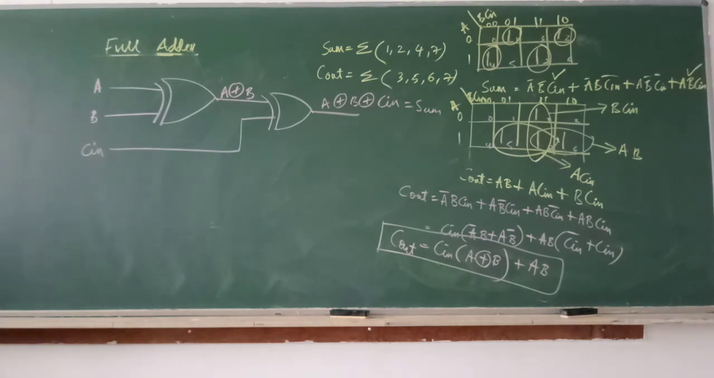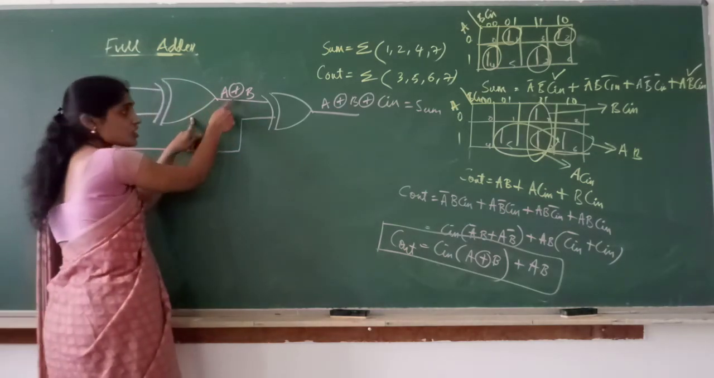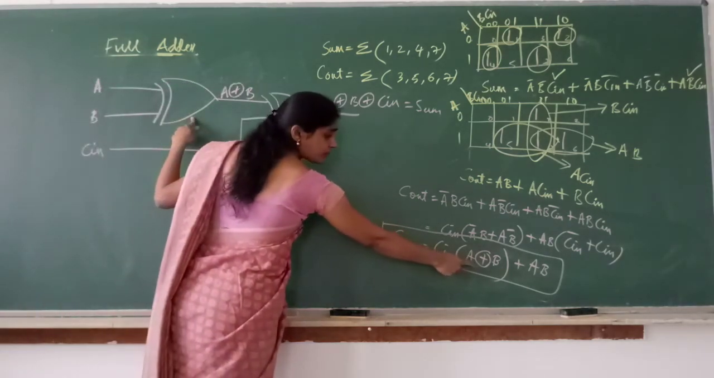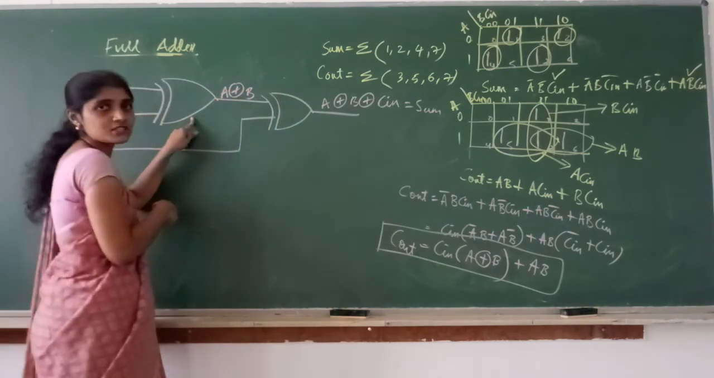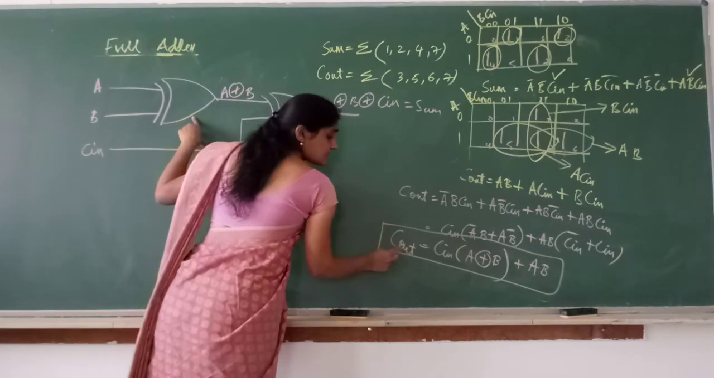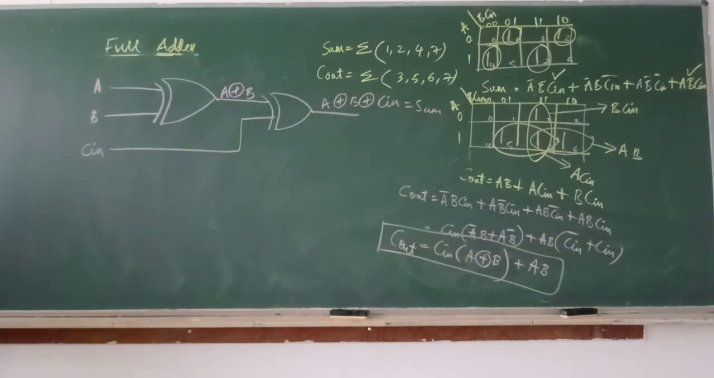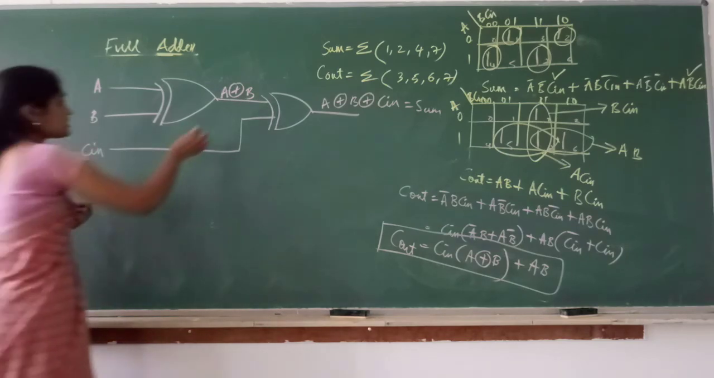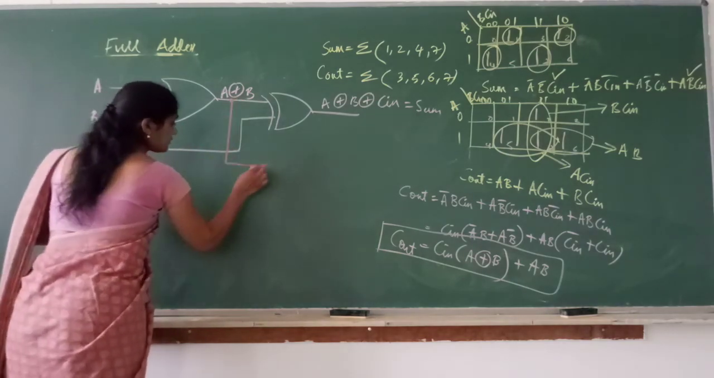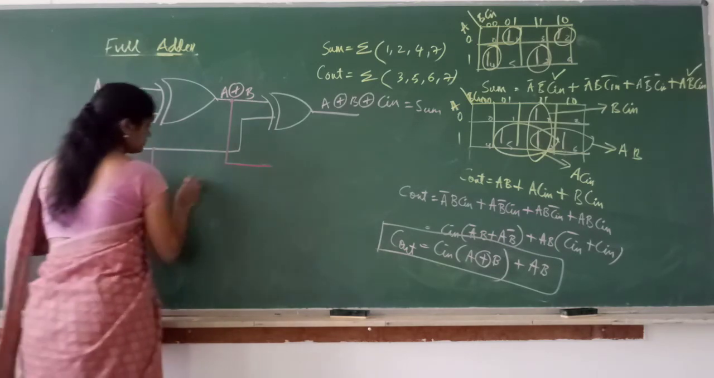Okay. So now I will write the circuit. I will use this circuit because I already have A XOR B. Already I have the output of A XOR B. Now this circuit will be even simpler. Just look at the circuit. What is C out? C in into A XOR B. So this is A XOR B, and this is C in.